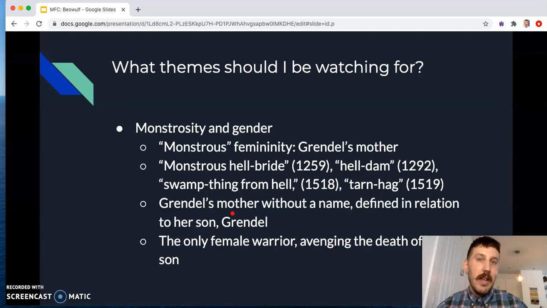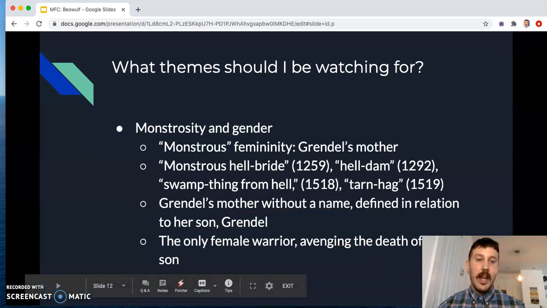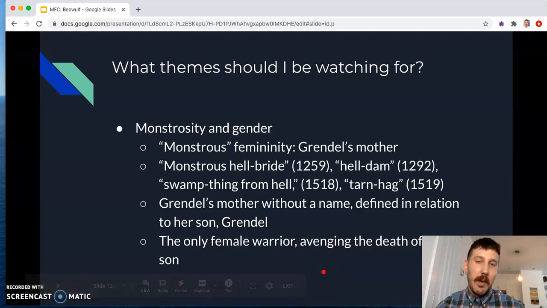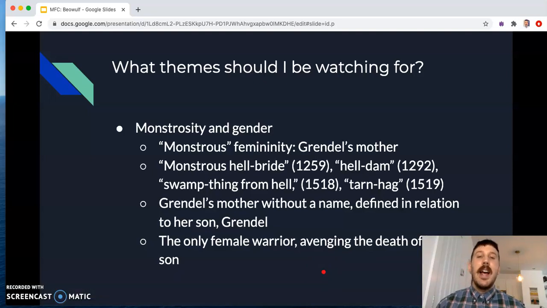This relates to our earlier theme about masculinity, where we're asking the question, if this text is focused on male-male relationships, where do the women come in? What role do women or femininity play? Grendel's mother, of course, doesn't receive a name. She's defined in relationship to her son. She's also the only female warrior in the text, and she undertakes this kind of heroic action of avenging the death of her son. So there is something sympathetic about Grendel's mother's actions, and yet the text also seeks to portray her in a very monstrous light.